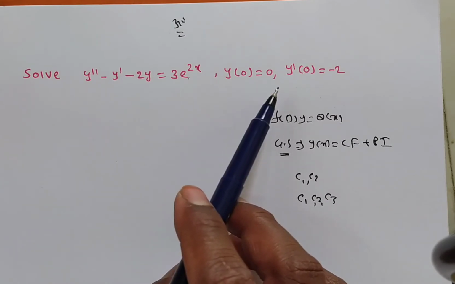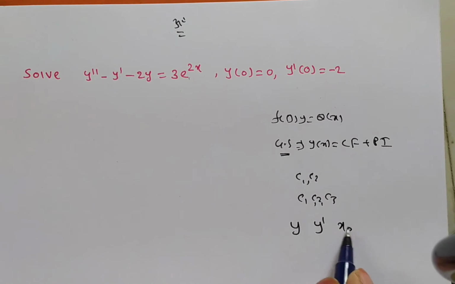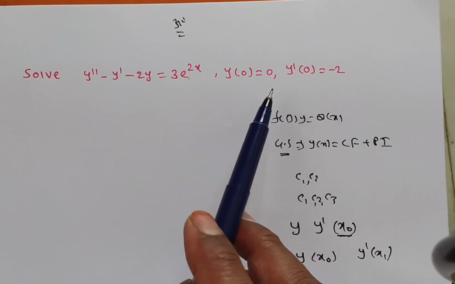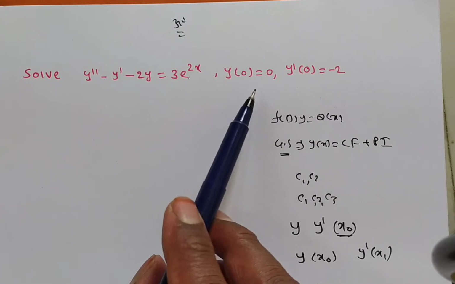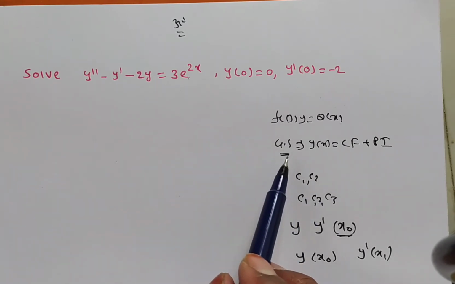Why are they called initial conditions? Because we are discussing the y value and y dash value at x naught only, at one particular point. Suppose the y value is discussed at x naught and the y dash value at another point x1, then you can say these are called boundary conditions. Now in this case these two are called initial conditions.